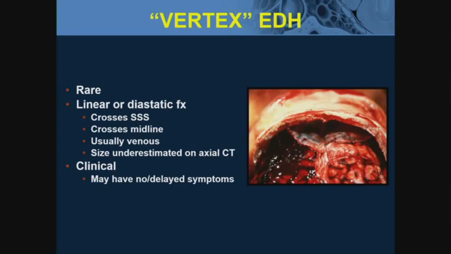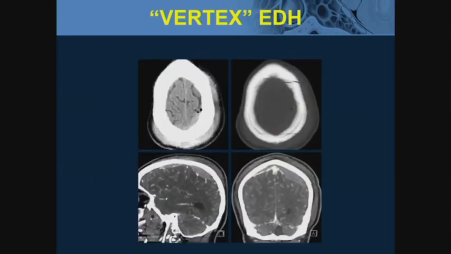The patient may have few or very slowly developing symptoms because, unlike an epidural hematoma of arterial origin, this guy is accumulating relatively slowly. So here's a classic vertex epidural hematoma. How much do you see on our axial non-contrast soft tissue windows? Not very much. We see a big subgaleal hematoma, a little bit of air.